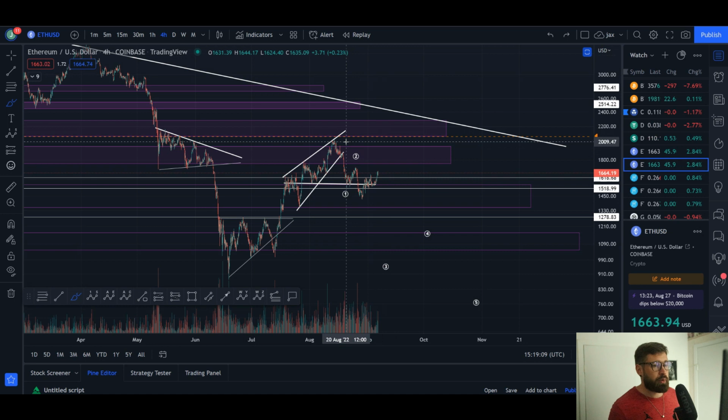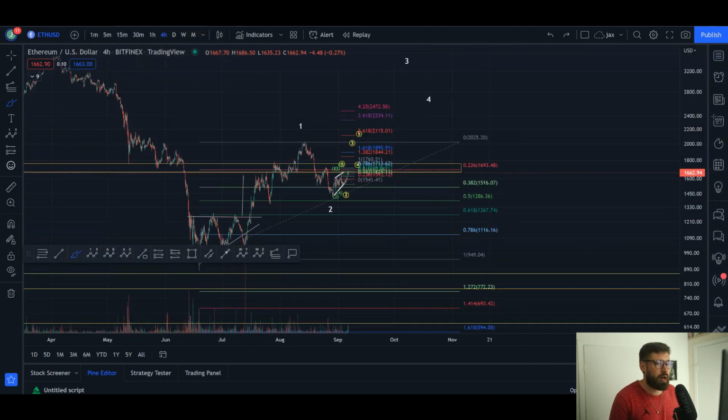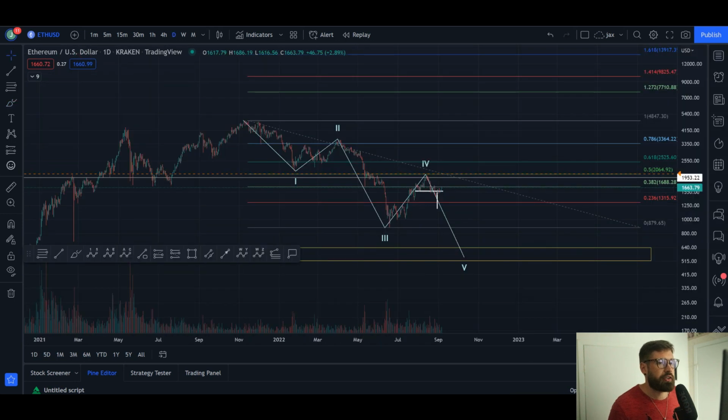But if we do come up and break this high here at about 2009, that's a really strong confirmation that we are going to put in that wave 3 to the upside, and that the bottom is in for Ethereum, but it's not my expectation. Even if we do come up for a double top, I do think that this is a relief rally. And the bearish scenario that I'm watching here is that this is a wave 4 pullback, and we're going to come down in a wave 5 and put in a lower low. That is still my expectation.